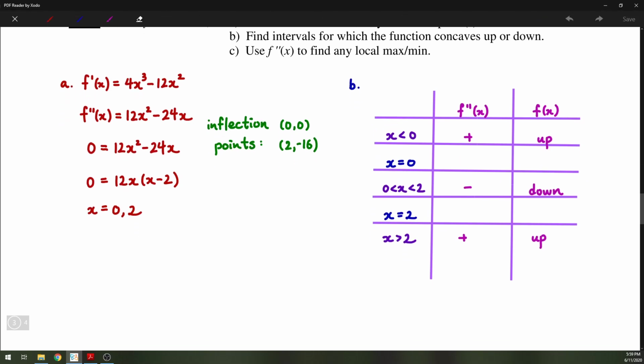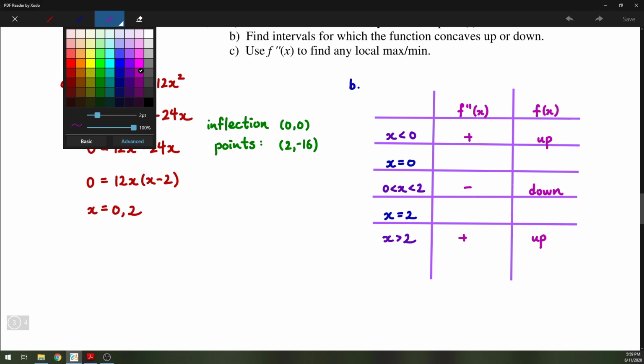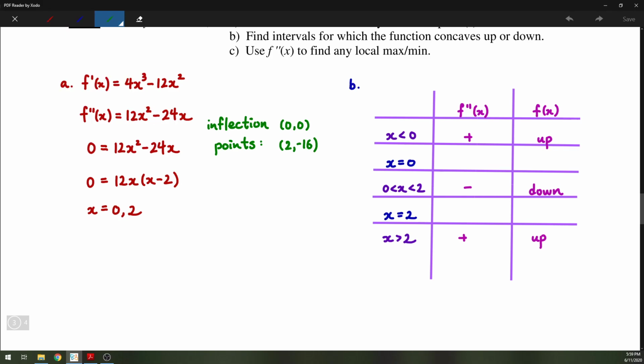Okay, so summarize the result. Concave up. That would be from negative infinity to 0, and then from 2 to infinity, and then concave down. That would be from just 0 to 2.